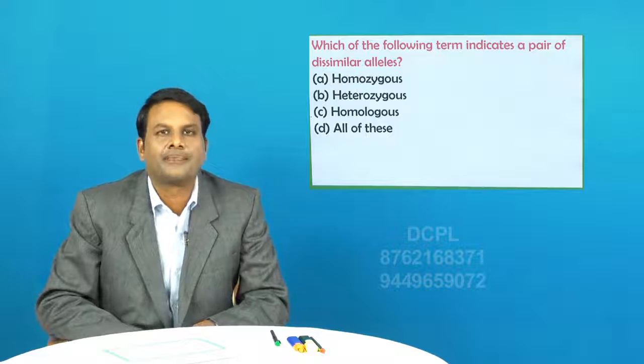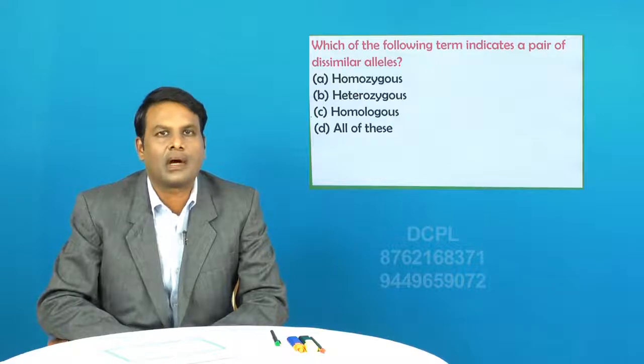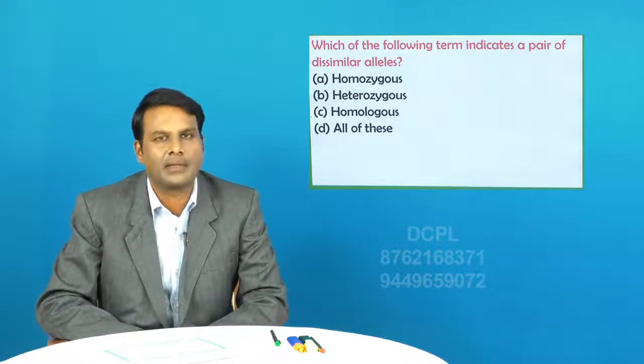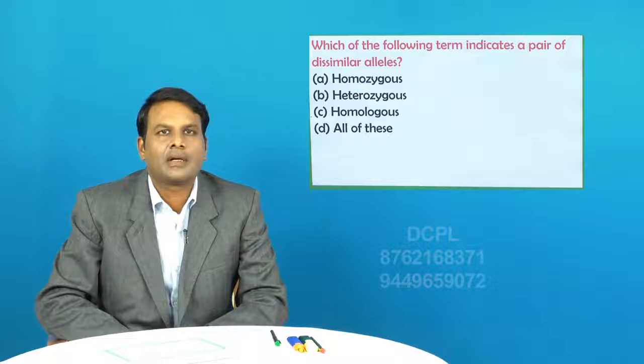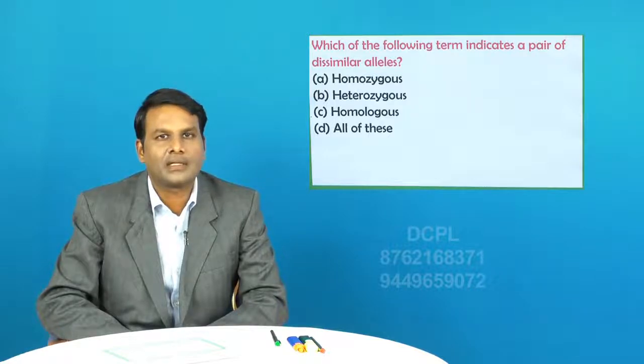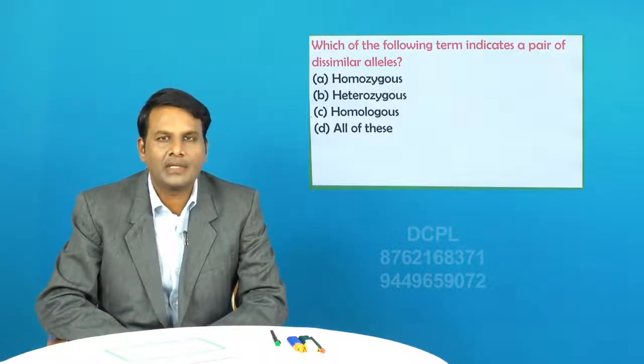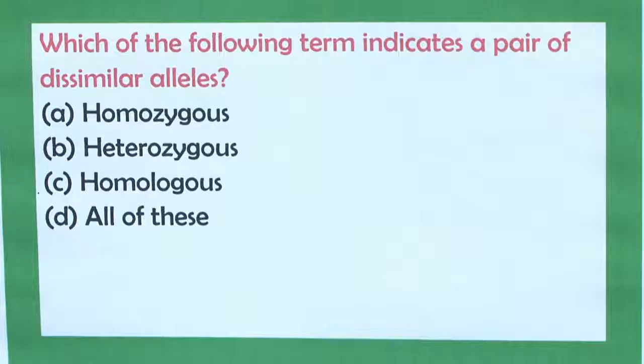Dear students, alleles means the slightly different forms of the same gene which occupy the homologous chromosomes and are responsible for alternate expression of the same character. For example, height has two variants, tall and dwarf, and the genes responsible for tallness and dwarfness are called alleles. So, based on this, let us take one question.